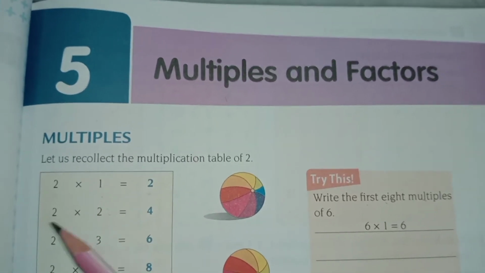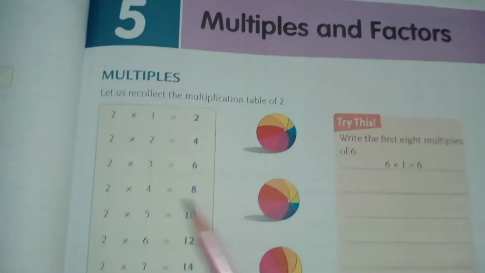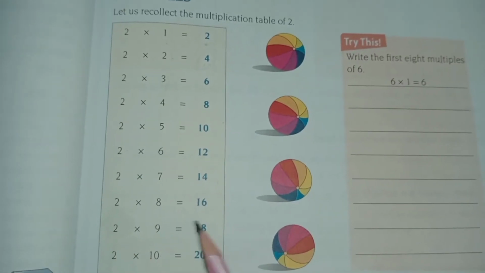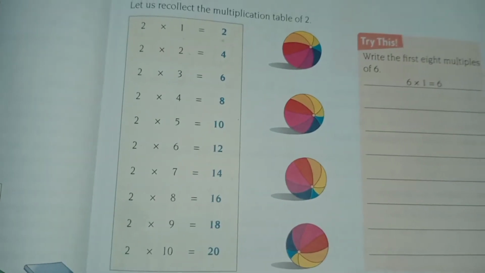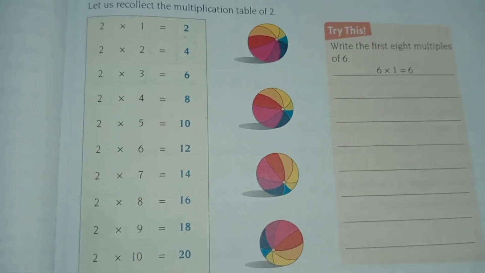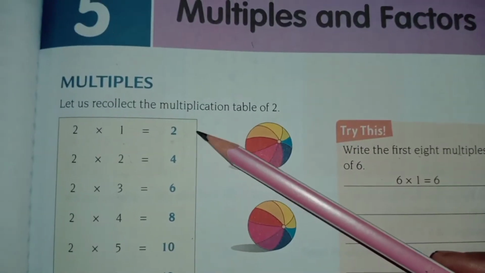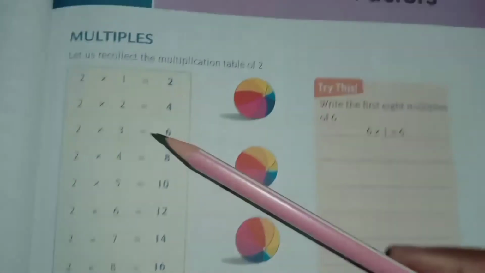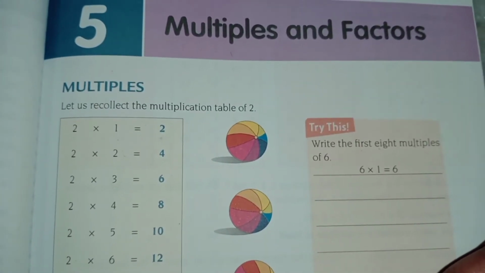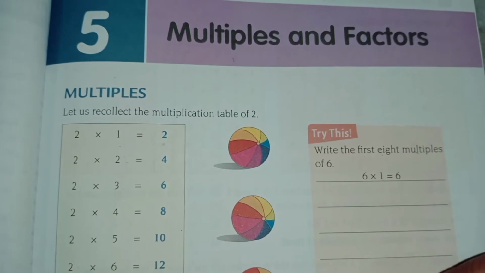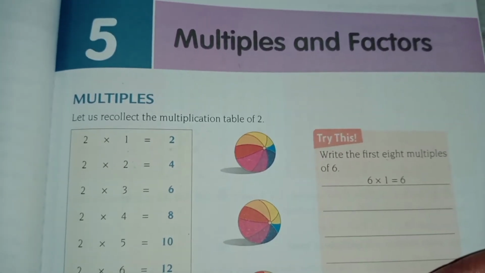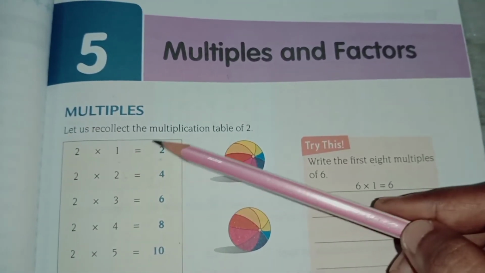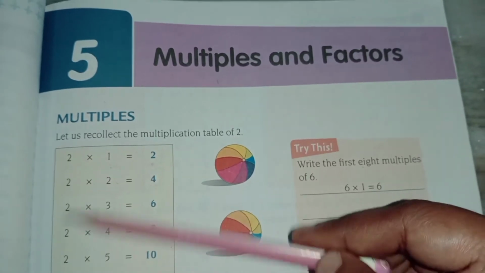2 1 ja 2, 2 2 ja 4, 2 3 ja 6, 2 4 ja 8, 2 5 ja 10, 2 6 ja 12, 2 7 ja 14, 2 8 ja 16, 2 9 ja 18, 2 10 ja 20. And many more is there. 2 11 ja, 2 12 ja, many more is there. It is endless. So you can see this 2, 4, 6, 8, 10, 12, etc. more numbers are there. So what are these? These are multiples. Okay, these are multiples of what? They are the multiples of 2. This is the table of 2, means these numbers are multiples of 2.